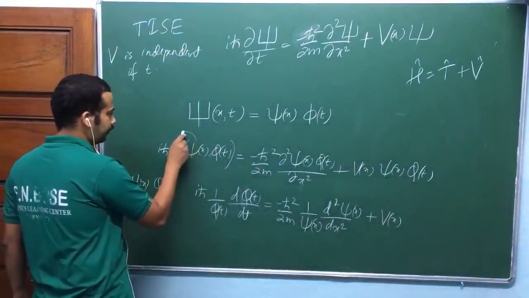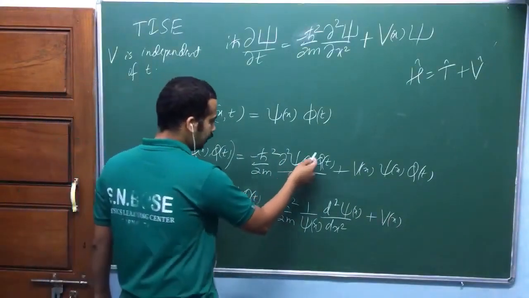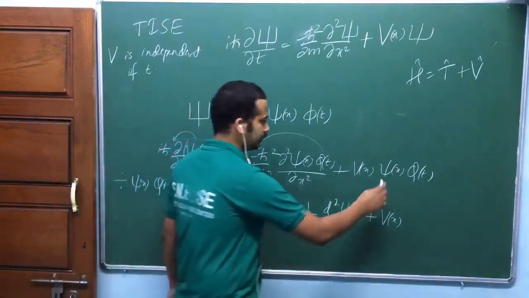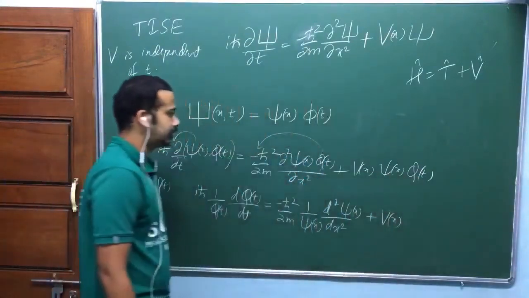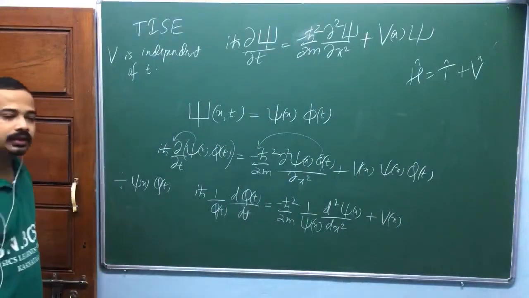So take this psi of x outside and divide by psi of x into pi of t. Okay, take this pi of t outside, divide by this one. So again, this is nothing, you just divide by psi of x into pi of t. You will end up with this one. Observe this one very carefully.